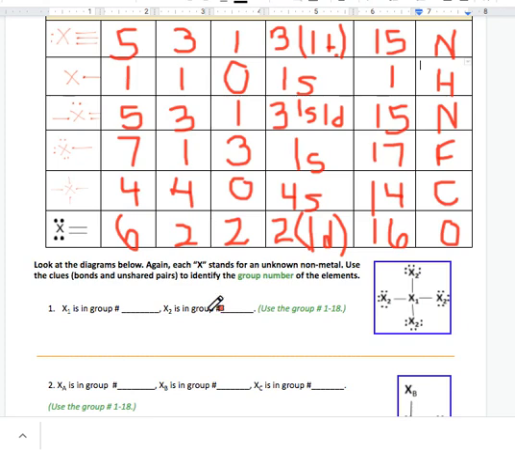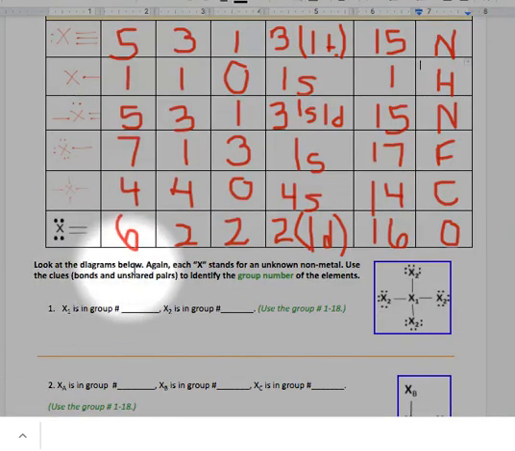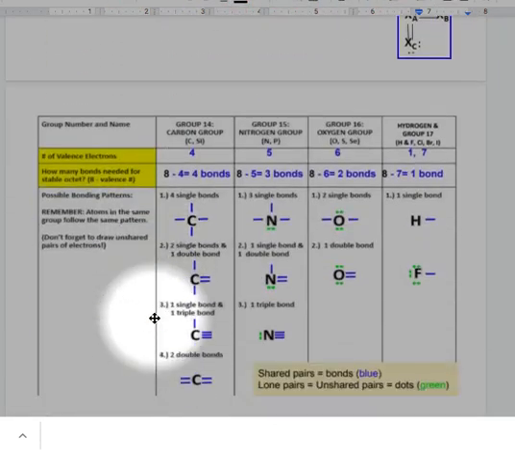Now for these last ones, it's the same kind of question, only you just have to zero in on what part you're looking at. So looking at the diagrams below, again, each X stands for an unknown nonmetal. Use the clues, bonds, and unshared pairs to identify the group number of the elements. So X sub 1 is group what? Let's zero in on just X sub 1, and I see it's got 4 bonds coming out from it. Do you see any unshared pairs around X1? No. So that means it has to be one that needs 4 bonds. When I look down here, 4 bonds, that would be group 14.